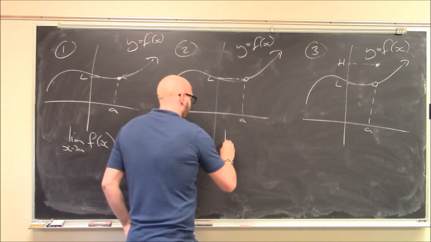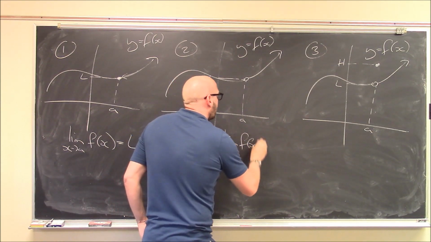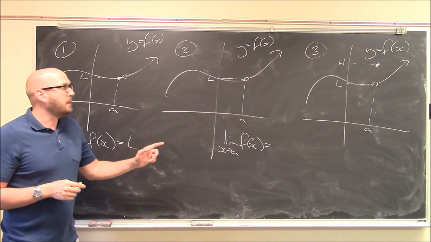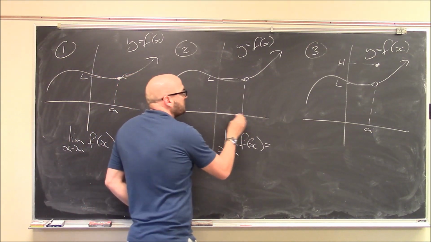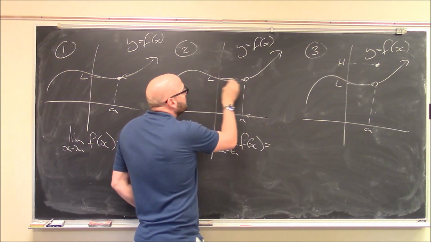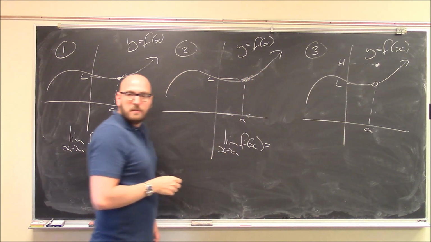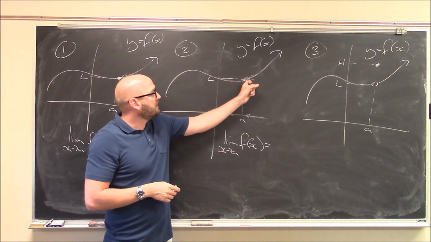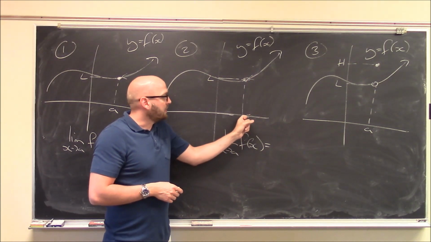What about this one? Limit as x approaches a of f of x. Well, here this is like the first example we had, right? The x minus 2 over x squared minus 4. As x is approaching a, as you get closer and closer to a, you're moving along this curve. You're getting closer and closer to L, but you never actually get there, right? Because the function's undefined at a, you never actually equal L as you plug in values for x that are closer and closer to a.